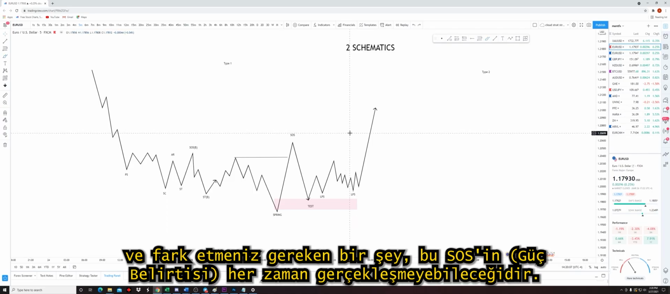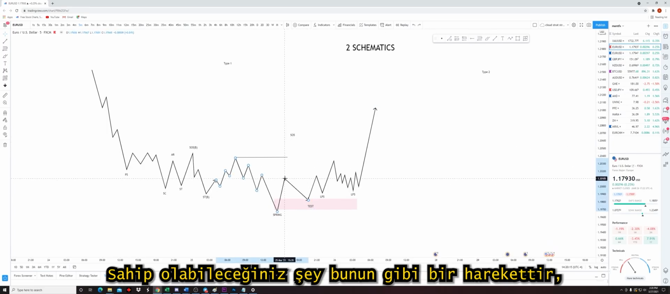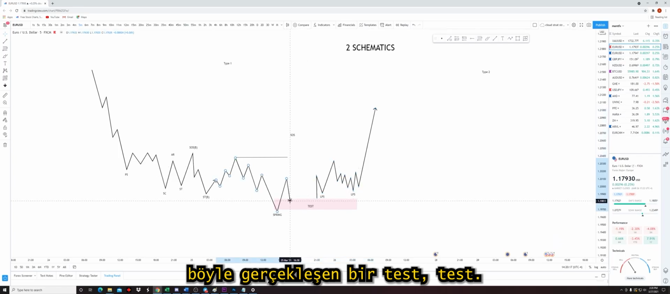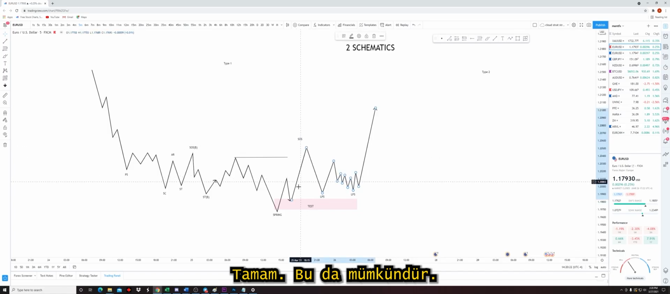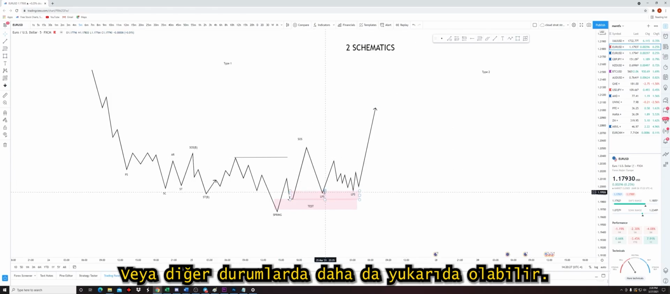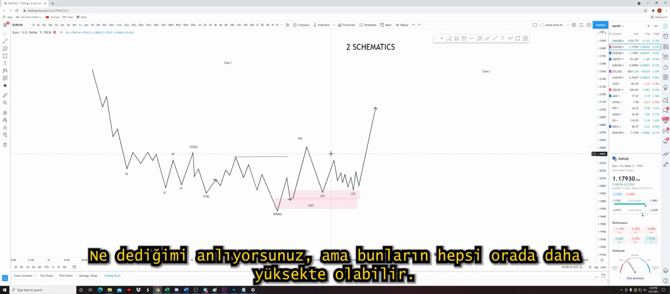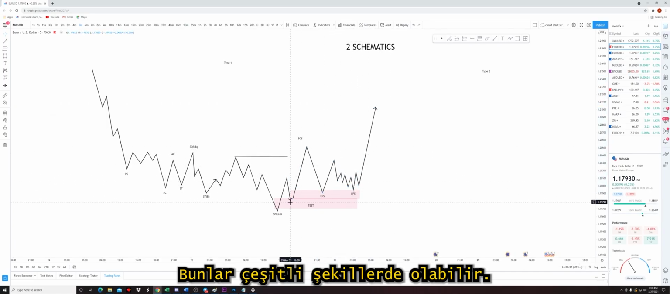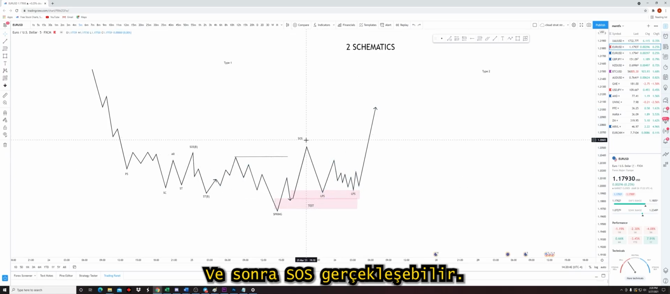Now, something that's important and that you need to recognize is that this SOS will not always happen, and then the test will happen. What you could have is a move like this, a test that happens, like so, the test, and then you can have the SOS, okay? This is also possible. And then this LPS could come and be created in potentially this demand zone, or in other cases, could be even higher up, right? And this is all potentially higher up. Okay, well, you understand what I'm saying, but these could all be higher up. These can happen in a multitude of ways. The test does not only happen after the SOS. The test can happen, and then the SOS can happen.